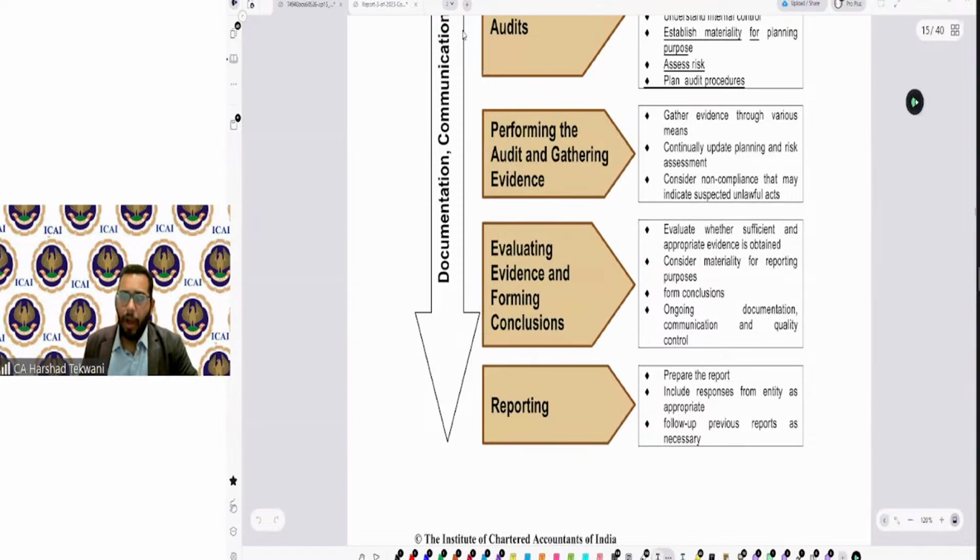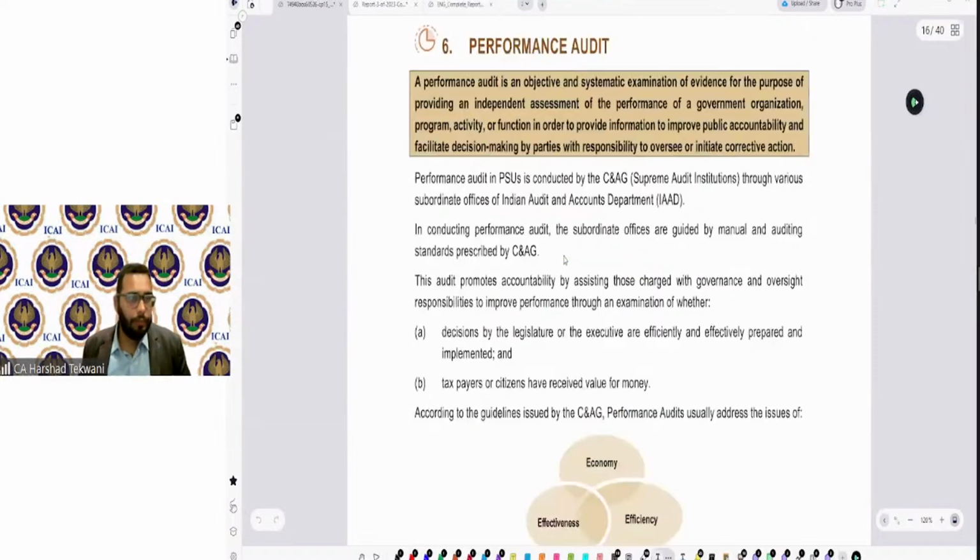Now, when I talk about compliance audit, we understood we are checking compliance with laws and regulations. We are checking unfruitful expenditures, proprietary matters. Now, the second type of audit is performance audit that we need to understand. The second type of engagement where we could play a very important role. Now, what is performance audit?